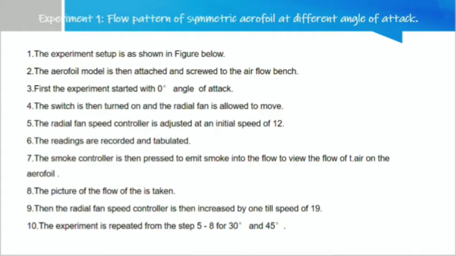The smoke controller is then pressed to emit smoke into the flow to view the flow of air on the aerofoil. Next, the picture of the flow is taken. Then the radial fan speed controller is increased by 1 to a speed of 19. At last, the experiment is repeated from step number 5 to step number 8 for 30 and 40 angles.